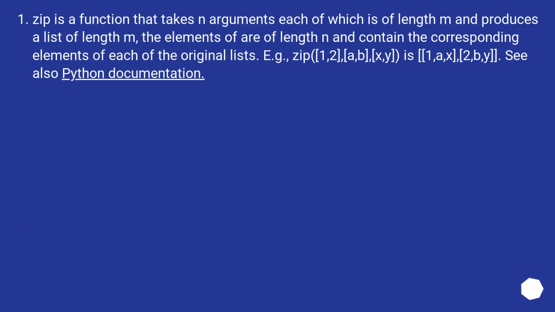Zip is a function that takes n arguments, each of which is of length m, and produces a list of length m. The elements are of length n and contain the corresponding elements of each of the original lists. For example, zip of (1, 2), (a, b), (x, y) is (1, a, x), (2, b, y). See also Python documentation.